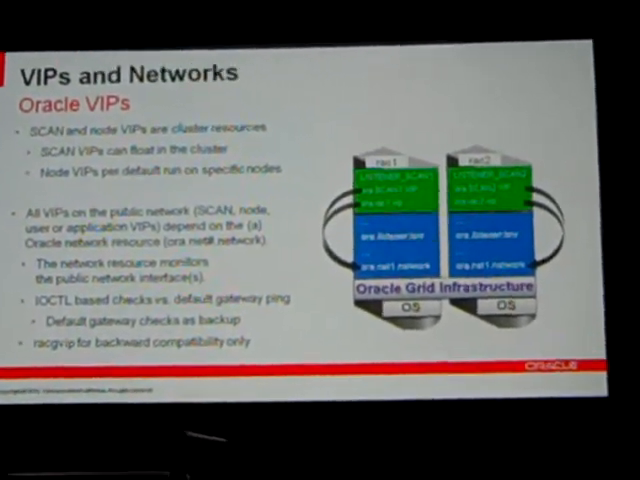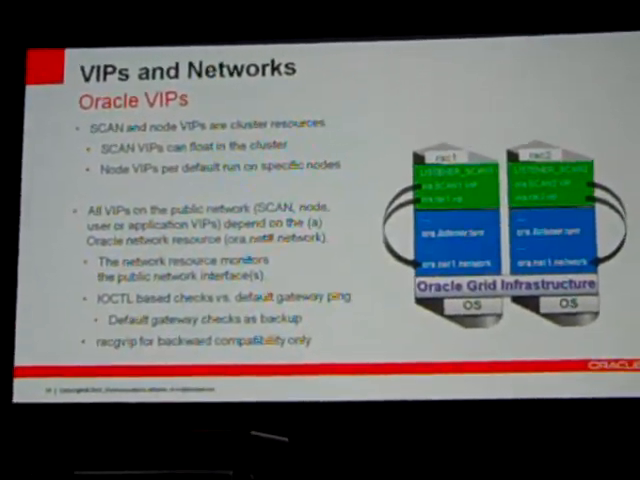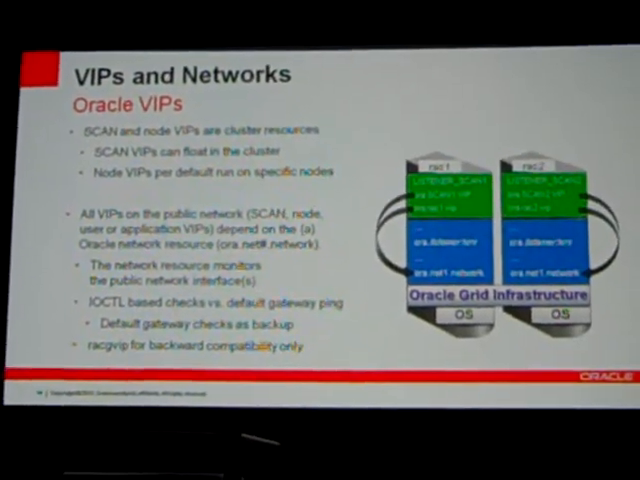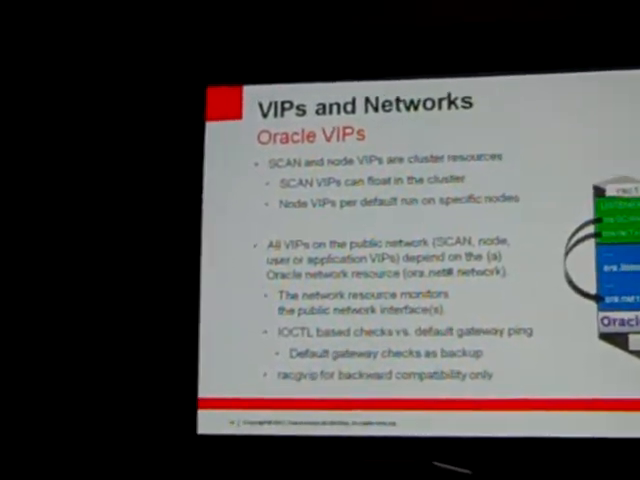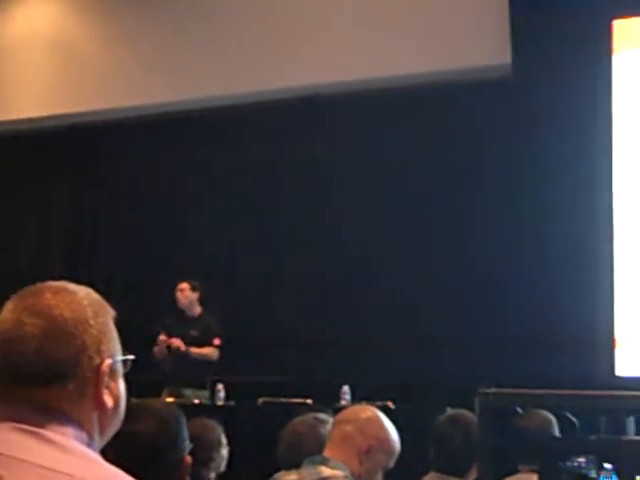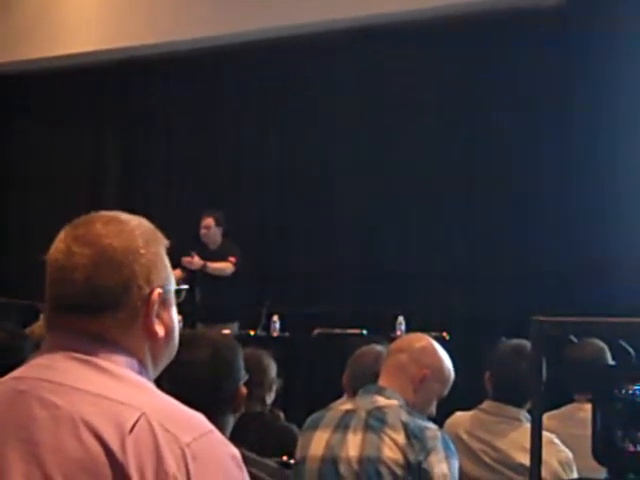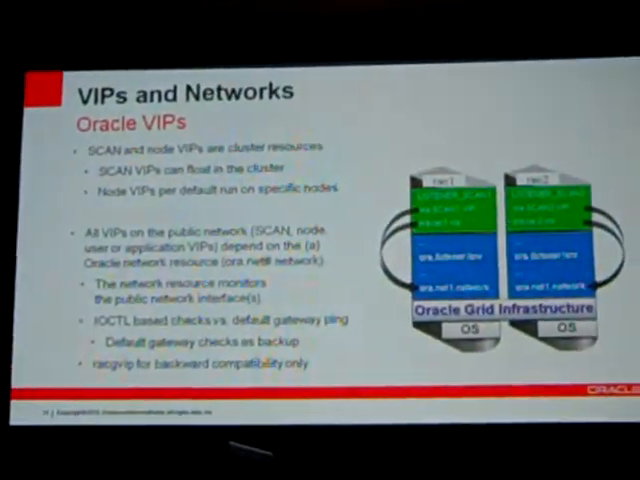So if you have a problem with the pinging of the network interfaces, and you see that Oracle Grid Infrastructure reports a network interface to be down, it is either an issue with ioctl or with the default gateway ping, because we do fall back to the default gateway ping. But the ioctl check is the first one, and we have seen issues on occasion, and we are hopeful that in 11.2.0.3 they have been fixed.